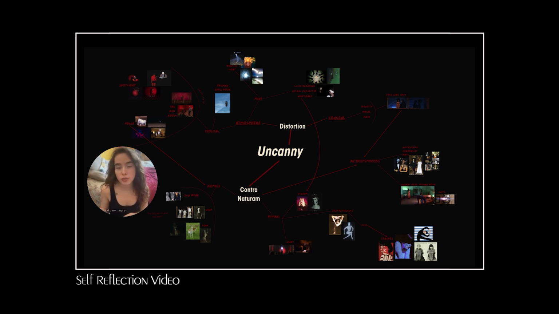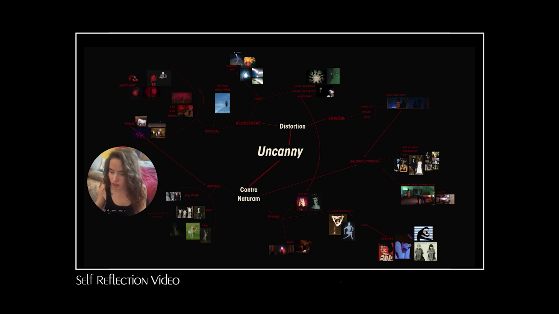For distortion, I was able to think of specific images, but I was also able to think of ways I could use the design principles to convey distortion. With proportion, for example, I could make things smaller or bigger than they're supposed to be. Or with placement, I could make things tilted or upside down. I had a lot of fun with the idea of contra naturam, which basically means something that goes against nature.